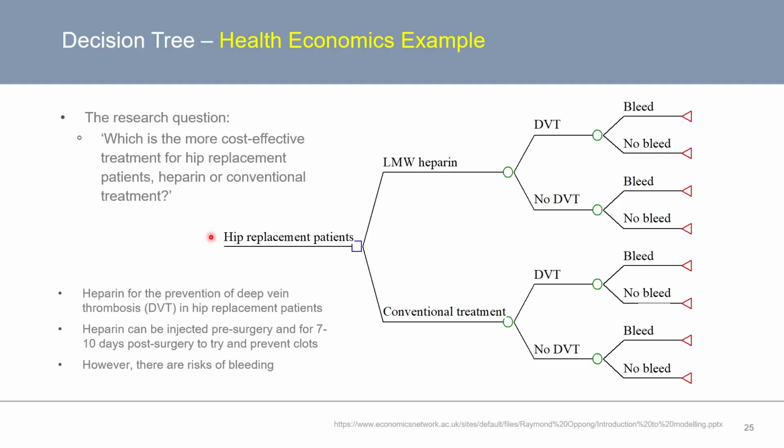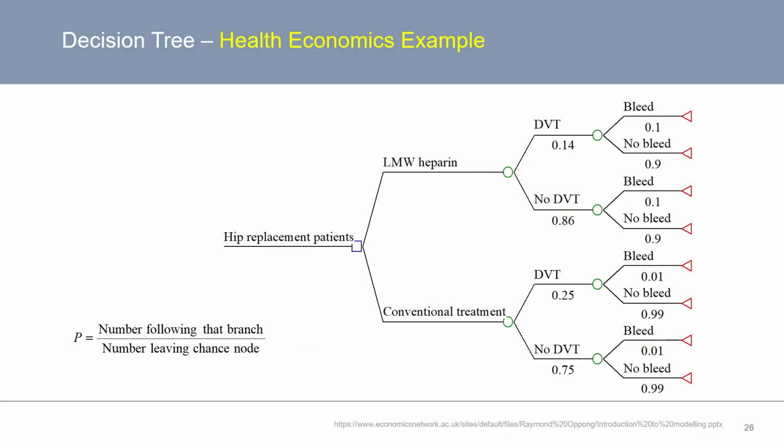So this tree takes in hip replacement patients, looks at whether the action was either heparin or conventional treatment, then further divides patients into whether they had deep vein thrombosis or not, and lastly whether they had bleeding or not. Now added to the tree are probabilities of these different situations, based on evidence collected by domain experts. This probability equation is given here in the bottom left-hand corner.